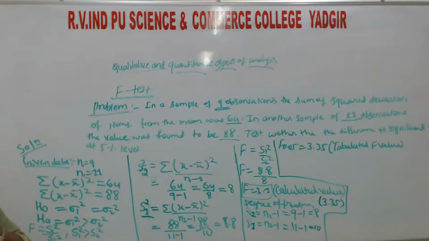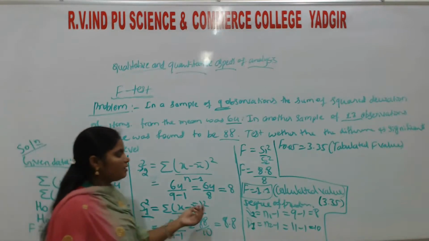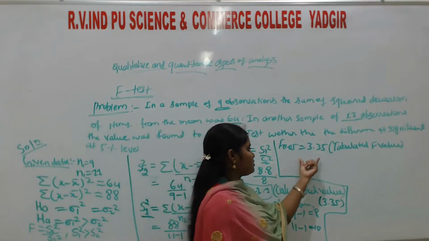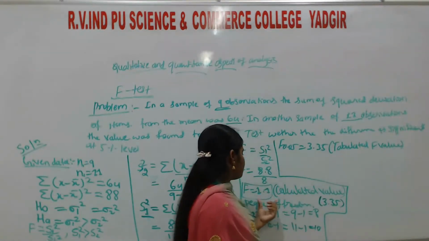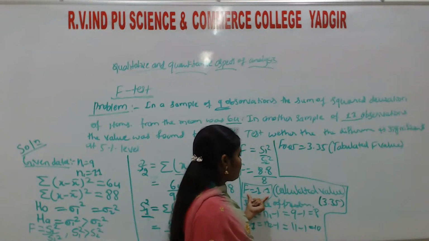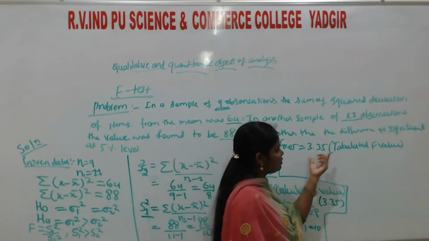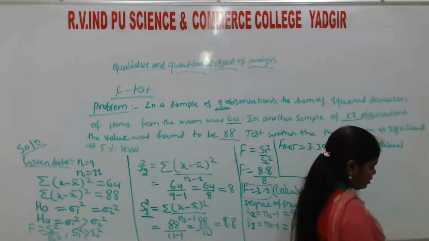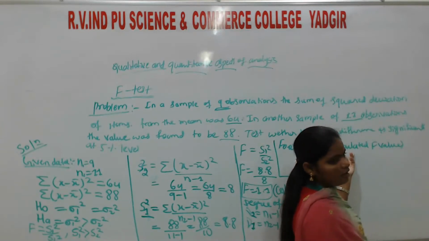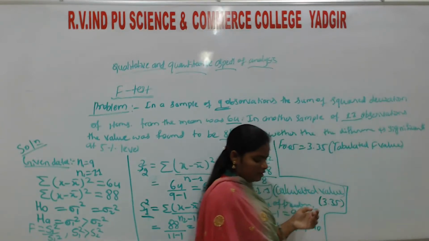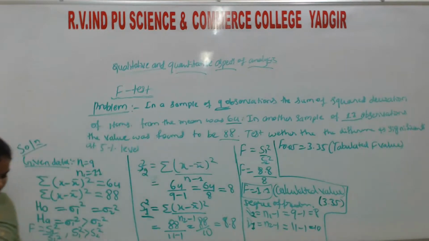The calculated F value is smaller, lesser than the tabulated value. Here, this is the calculated F value and this is the tabulated F value. This calculated F value is smaller than this tabulated F value, and the null hypothesis is accepted here. Hence, the difference in the variance of the two samples is not significant at the 5% level of significance.